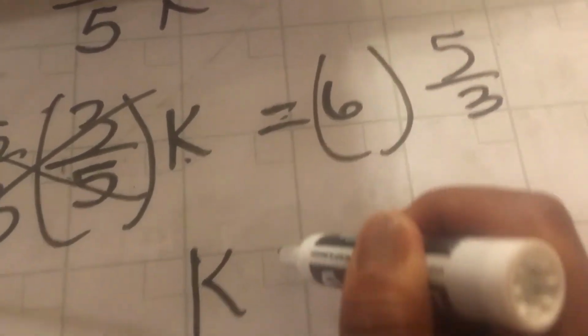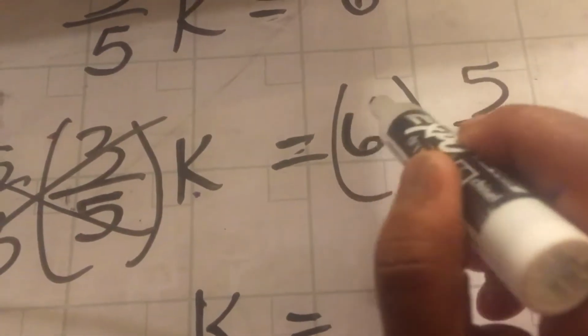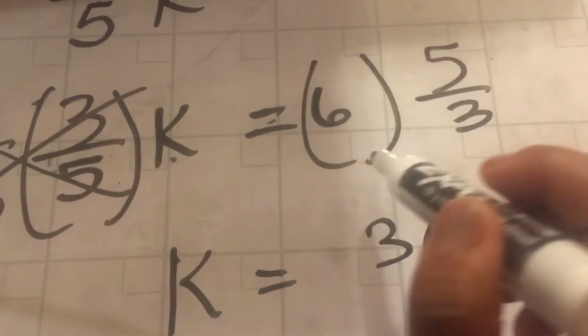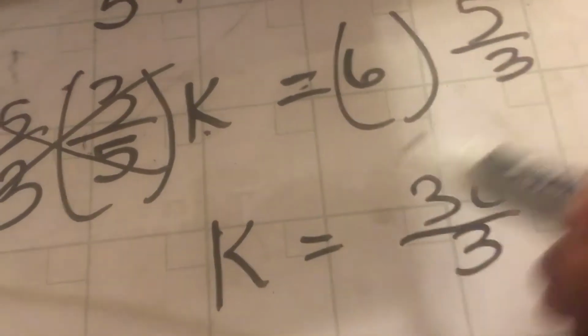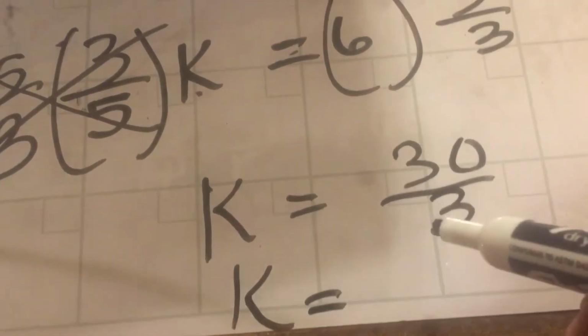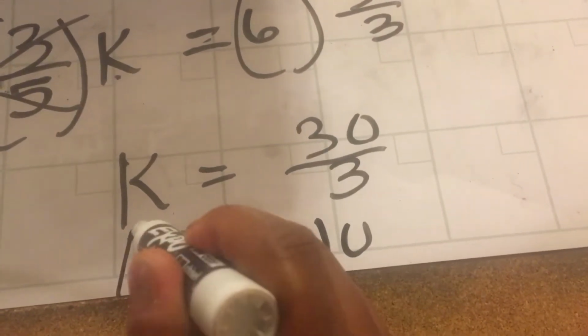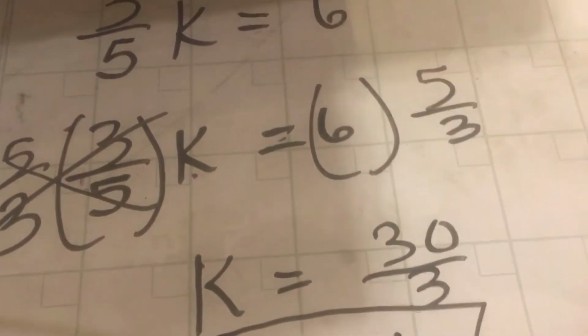And then the 3. So now we're left with k is equal to, well, we're going to multiply straight across. 6 times 5 is 30. And then 1 times 3 is 3. 30 divided by 3 is 10. Box in your answer. Okay, so let's look at one more.